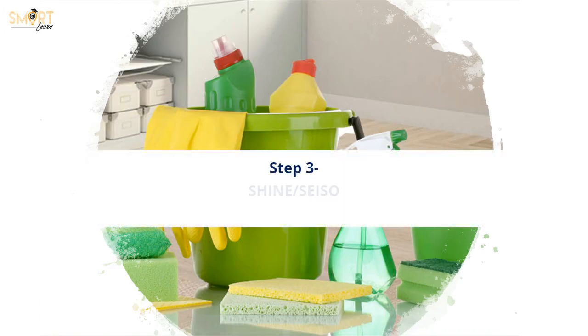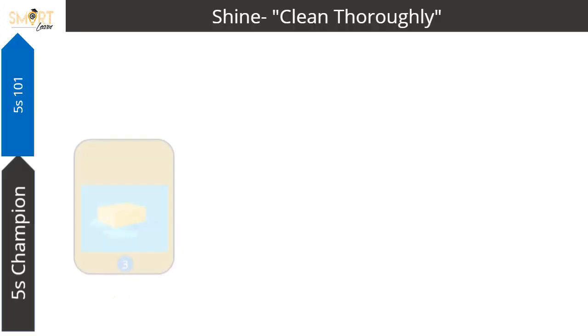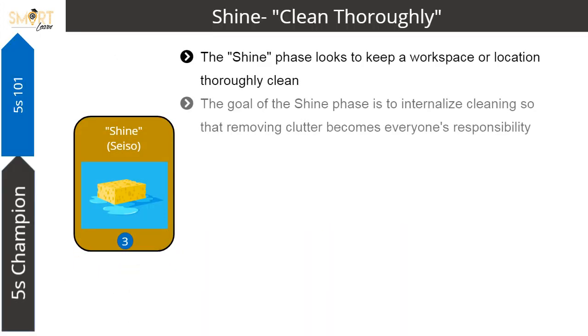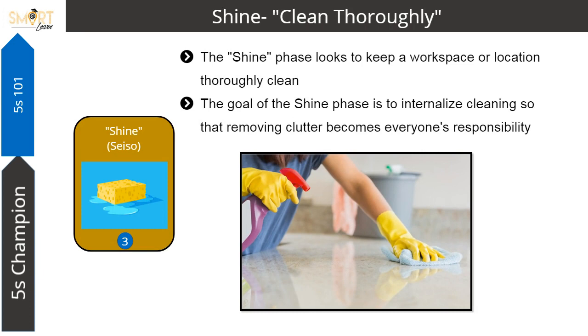Step 3. Shine, or seiso. Clean thoroughly. Shine, clean thoroughly. The shine phase looks to keep a workspace or location thoroughly clean. The goal of the shine phase is to internalize cleaning so that removing clutter becomes everyone's responsibility.